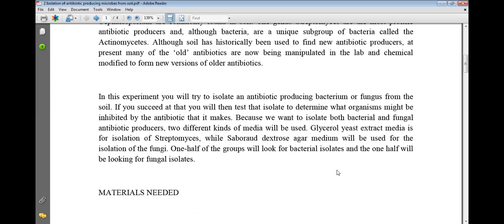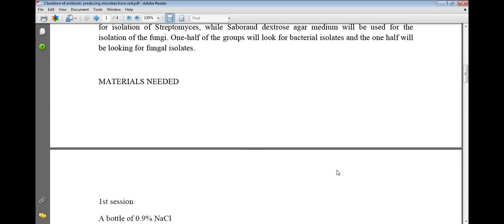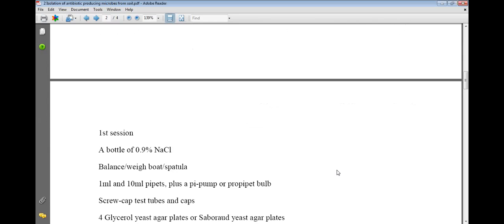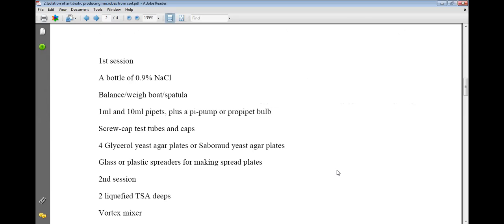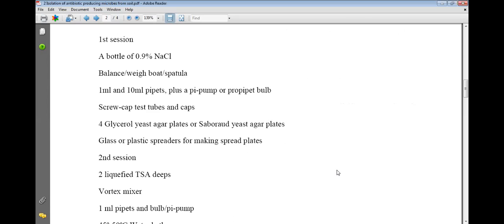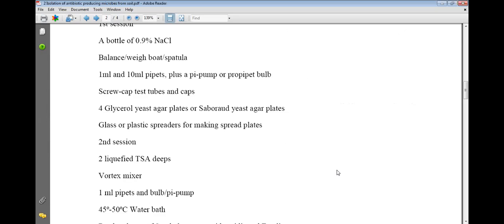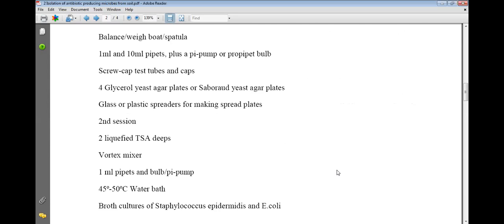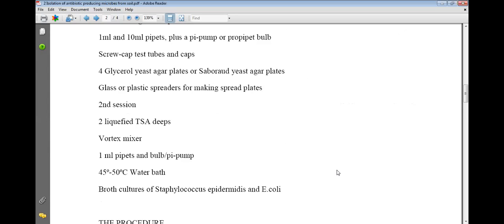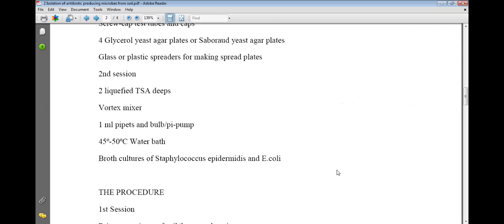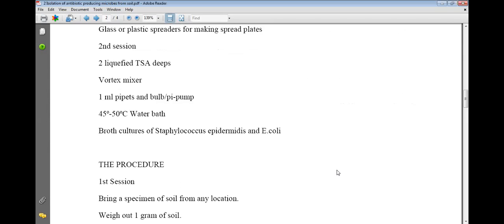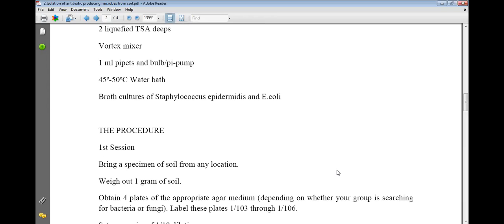In this practical, the materials used in the first session are a bottle of NaCl, a spatula, screw cap test tubes, glycerol, yeast agar plates, and glass or plastic spreaders. In the second session, we require liquefied TSA, a vortex mixer, a 1 ml pipette, a water bath at 45 to 55 degrees, and broth cultures of Staphylococcus epidermidis and E. coli.